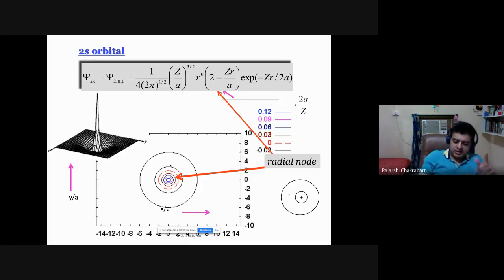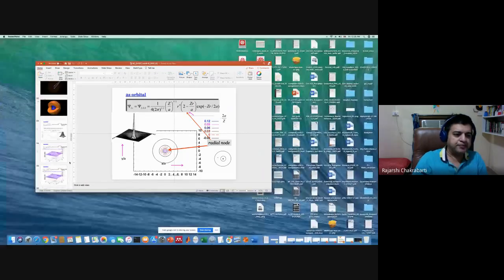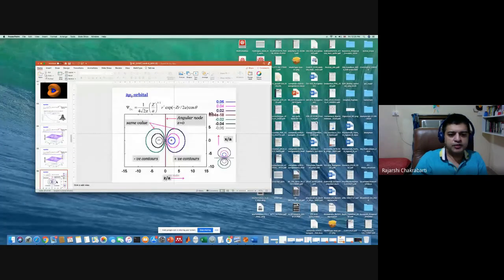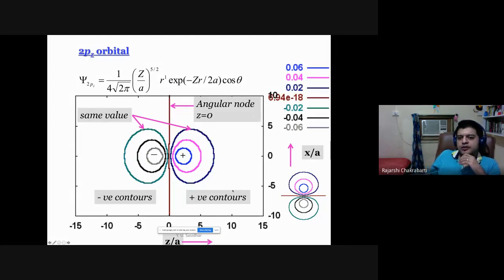You see in case the one I showed you, in this case it is a surface. It is a plane shown here. For example, even if I take this one, which is 2pz, what is this node? This is angular node, because when theta becomes 90 degrees, then only it is 0. You remember theta is this angle.